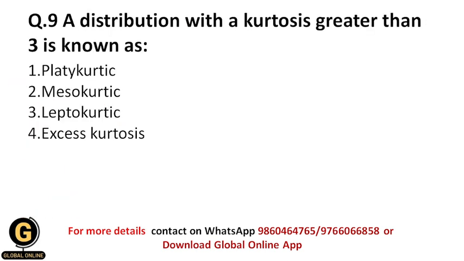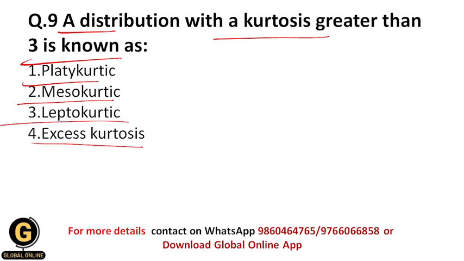Okay. Now next is, a distribution with a kurtosis which is greater than 3 is known as. Now there is a distribution which has a kurtosis value greater than 3, then what kind of distribution would it be? Platykurtic, mesokurtic, leptokurtic or excess kurtosis. As we have seen skewness, like skewness there is kurtosis, but kurtosis tells you how the data is distributed at the tail point and at the peak point. For example, there is a graph and there is a curve. Kurtosis means how data is distributed towards the tail part and towards the peak part.